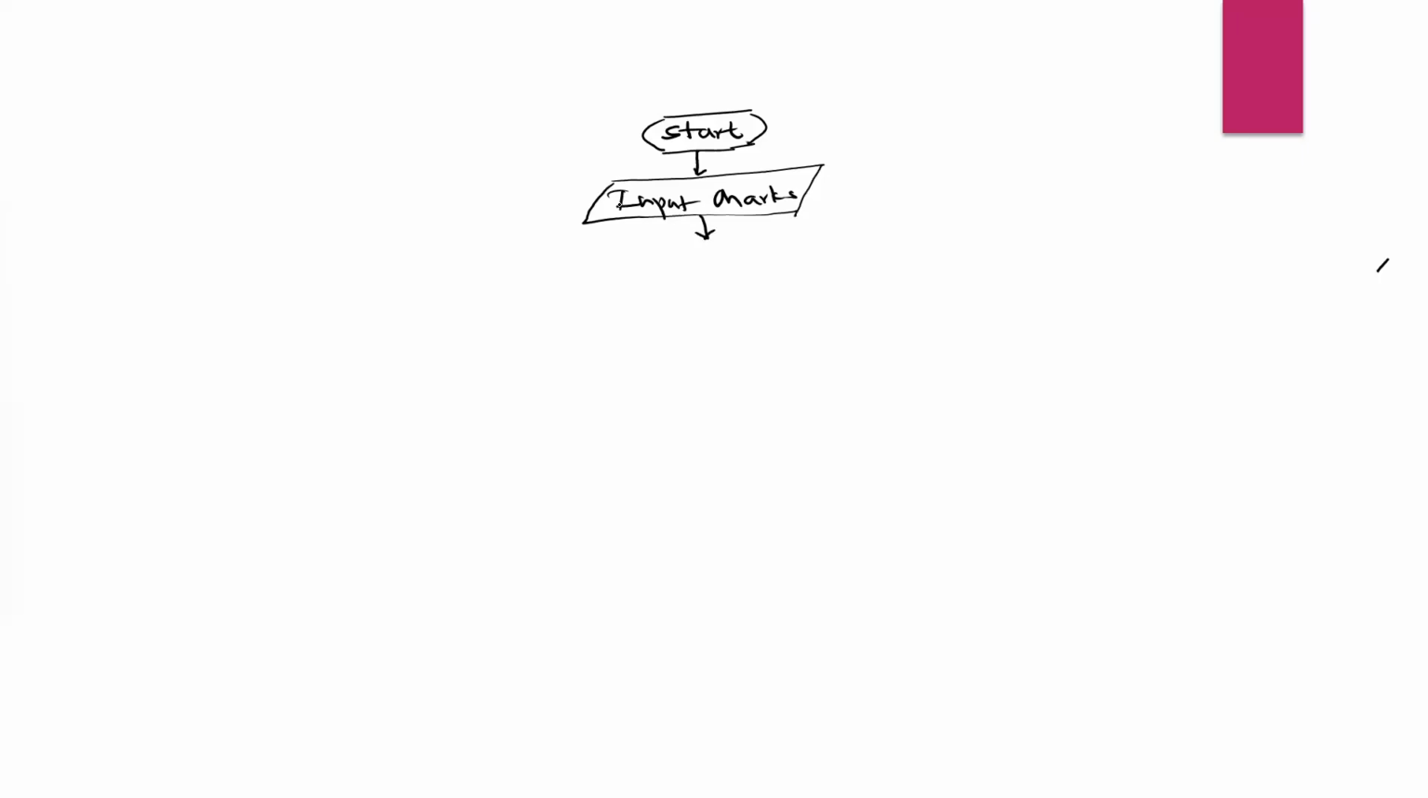Now given the marks, we are supposed to print the grade. So that means we have to put up a condition, right? Depending on the outcome, we should get two different directions, isn't it? Yeah, that's what we are going to do. So can you tell me what should I check here?